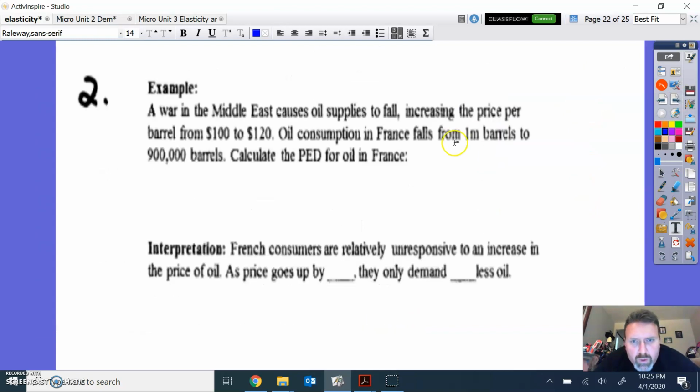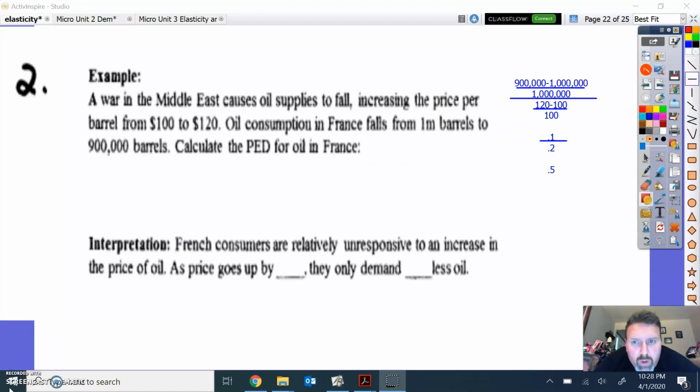Okay, so let's try 2. You should be able to set it up and go from here. That's the old price, new price, old quantity, new quantity. Give me the PED for oil in France. Ready? Okay, here we go. So, price goes from 100 to 120. Oil consumption in France falls from 1,000,000 to 900,000 barrels.